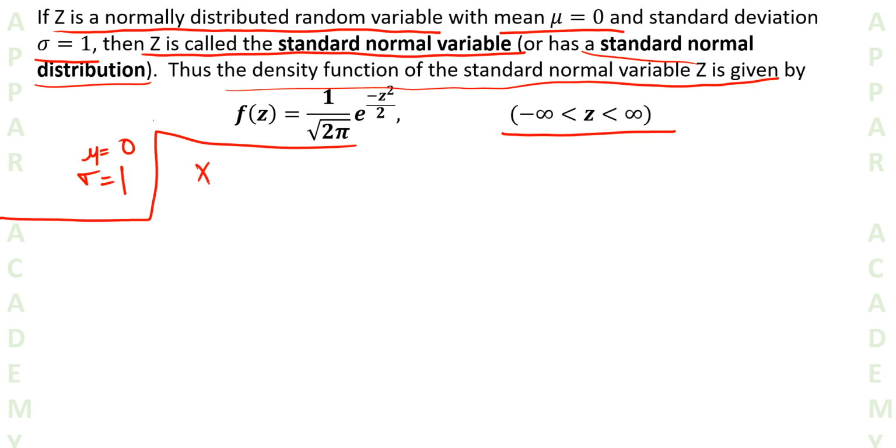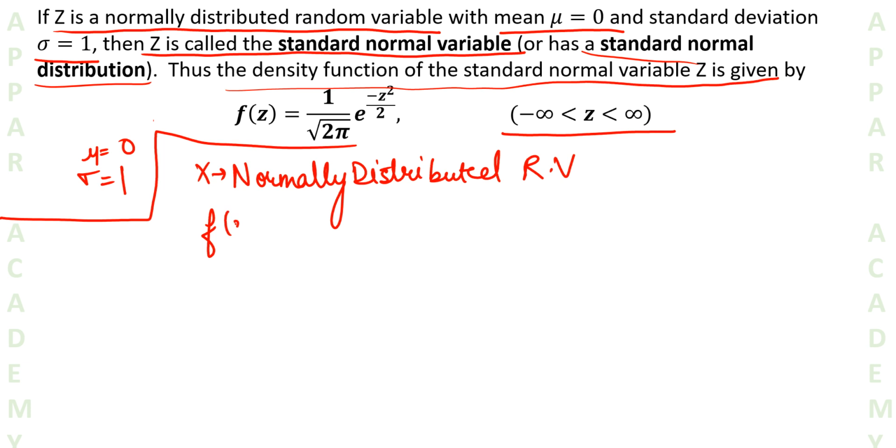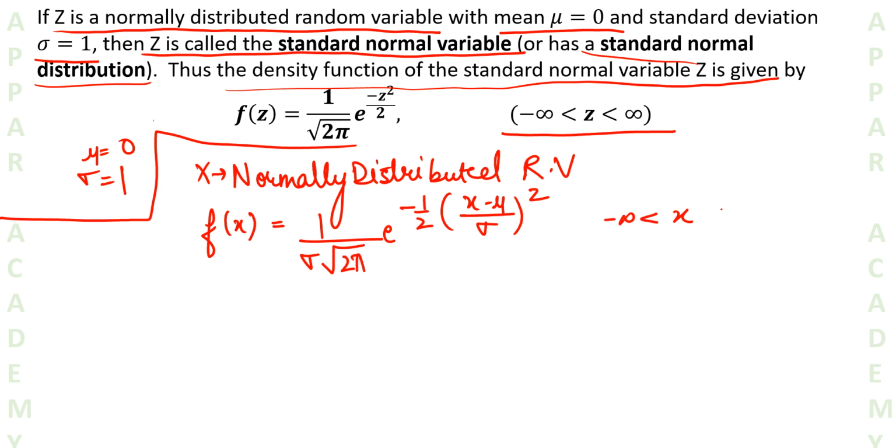Let's suppose x is a normally distributed random variable. What is the density function for x over here? We all know f of x is equal to 1 upon sigma square root of 2 pi, e to the power minus 1 by 2 times x minus mu upon sigma whole square, where x lies between minus infinity and infinity. We know this is the density function from our previous videos also.